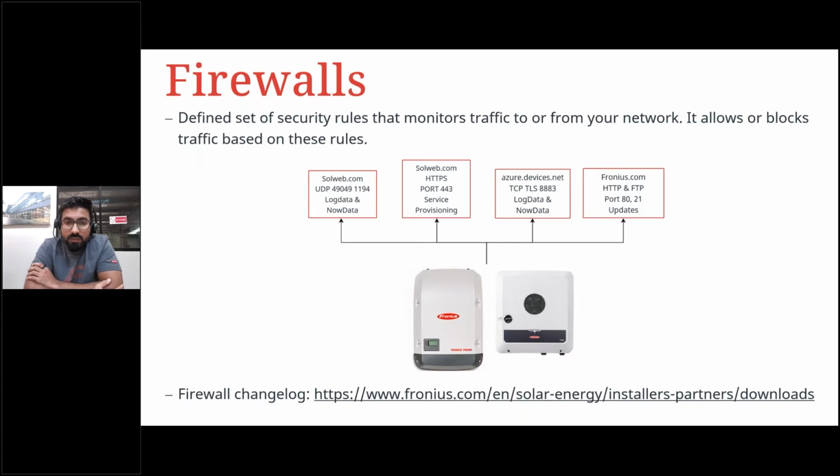The information you can see in the boxes here are some rules that need to be activated to ensure the historical information and the real-time information get transferred successfully to the Solar Web server. For more information about these ports and rules, you can get it from the Fronius Download Center. This is the website address, or you can just search for it on Google to go into the Fronius Download Center, and once you are there, you can just type in firewall change logs.